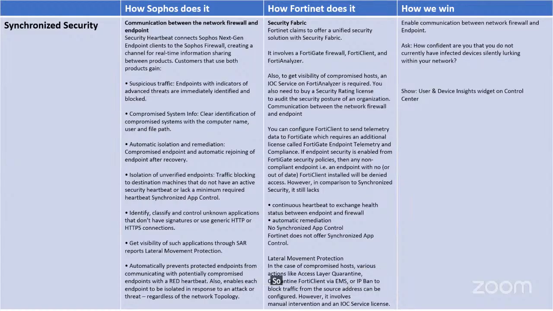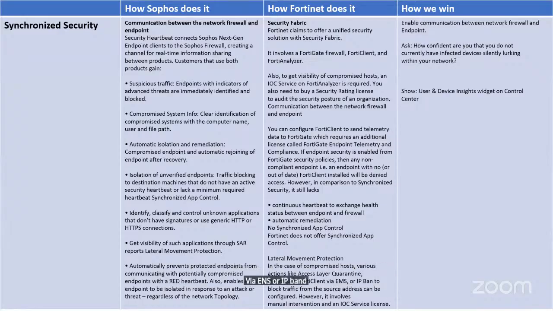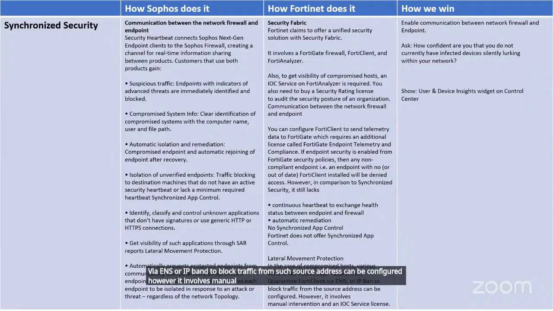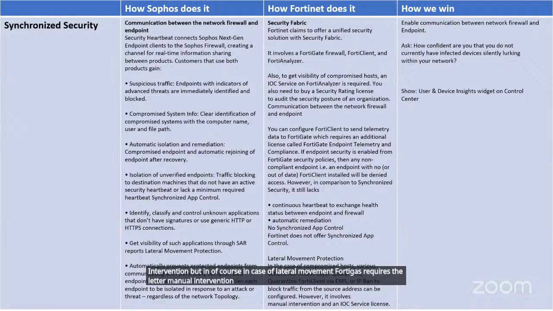There is no synchronized app control. FortiGate does not offer any synchronized app control. It will not give the information about which applications are installed on the user's system. For lateral movement protection in case of a compromised host, various actions, like access layer quarantine of FortiClient via EMS or an IP ban to block traffic from such a source address, can be configured. However, it involves manual intervention, as well as an IOC service license. In Sophos, you don't have to do much manual intervention, but in case of lateral movement, FortiGate requires manual intervention as well as an IOC service license.